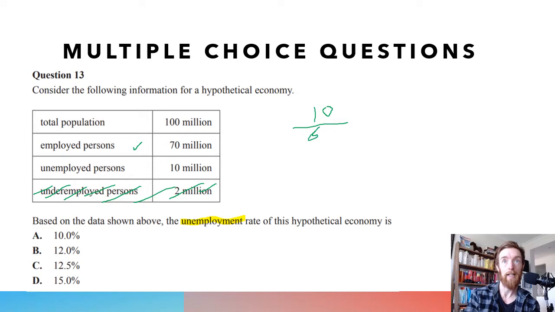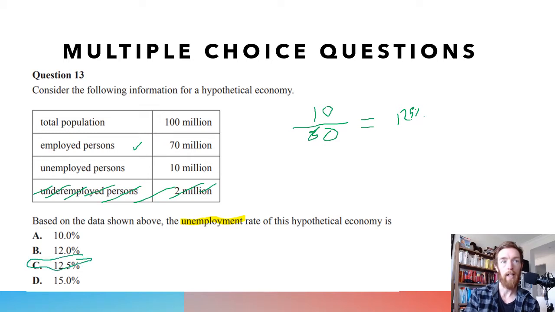So that's going to be 80, which I believe, if I do some math in my head, well, 1/8 is 12.5%. So then we get 12.5% for that, and that should be our right answer.